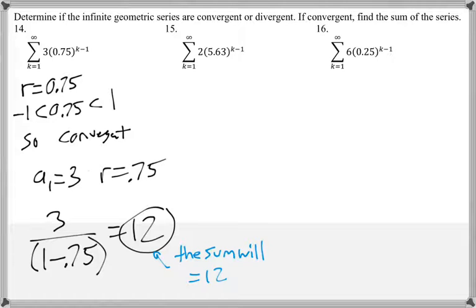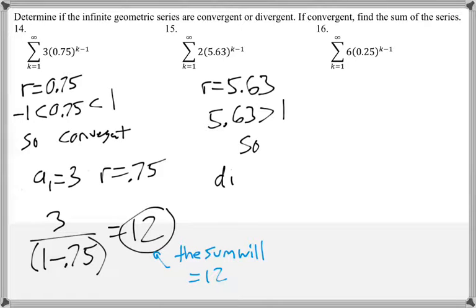On number 15, r is equal to 5.63, and that is larger than 1. So this series is going to diverge. So it's a divergent series.